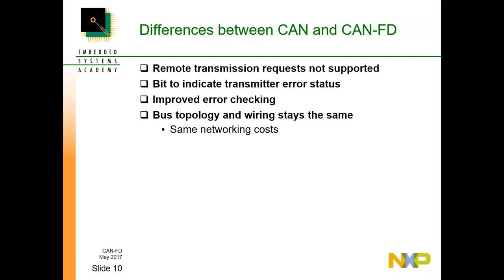A bit has been added to the CAN frames to indicate the error status of the CAN controller transmitting the frame. This allows all nodes on the network to see if there's a problem or a potential problem with another node. This bit is accessible to the software layer, allowing firmware to be designed to detect and take action when the situation arises.